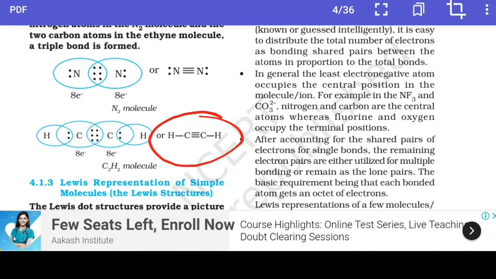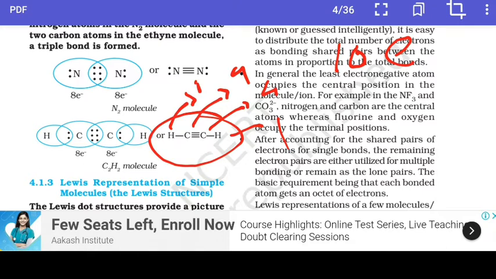Now if we want to make the Lewis structure of C2H2, the first step is to count the total number of electrons. Now we calculate by the simple method: 1 from H, 4 from this carbon, 4 from this carbon, and 1 from here. So write 1, 4, 4, 1. So 5, 9, 10. The total number of electrons is 10.